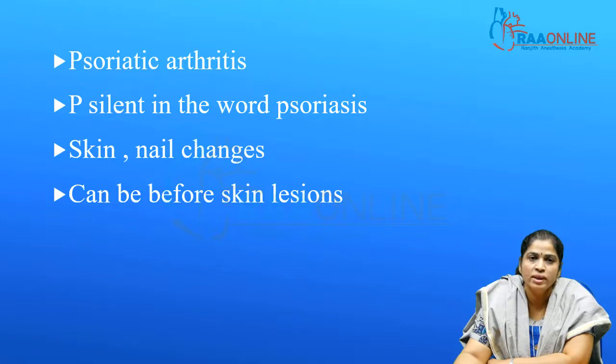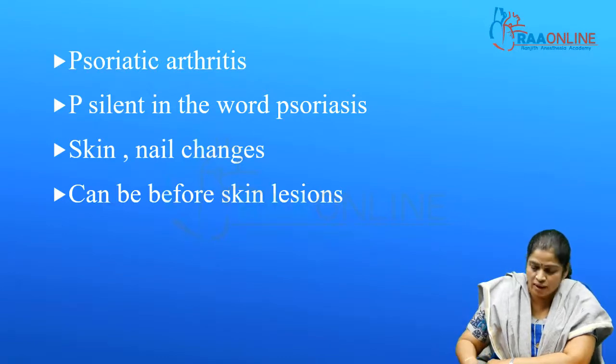And I told you in the history that the distal interphalangeal joints are affected. The way I remember it easily is that P is silent in the word psoriasis. So, proximal interphalangeal joint is usually spared. So, this patient has skin and nail changes as well, and he had psoriatic arthritis.